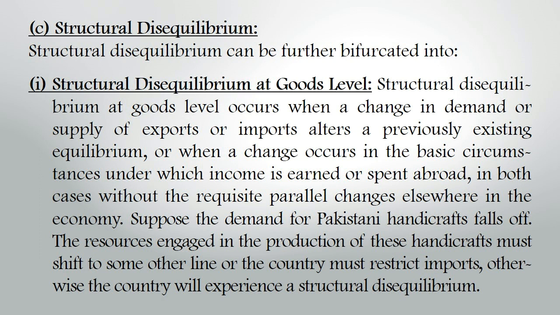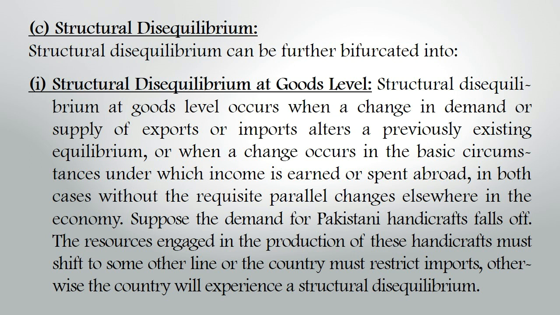C. Structural disequilibrium. Structural disequilibrium can be further bifurcated into 1. Structural disequilibrium at goods level. Structural disequilibrium at goods level occurs when a change in demand or supply of exports or imports alters a previously existing equilibrium, or when a change occurs in the basic circumstances under which income is earned or spent abroad, in both cases without the requisite parallel changes elsewhere in the economy.